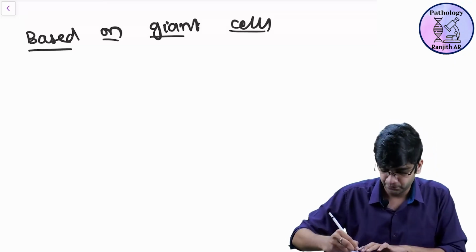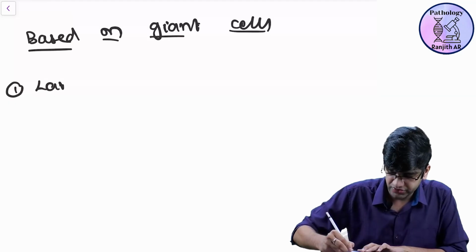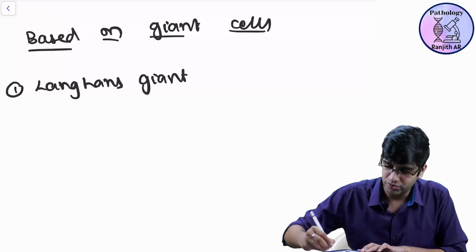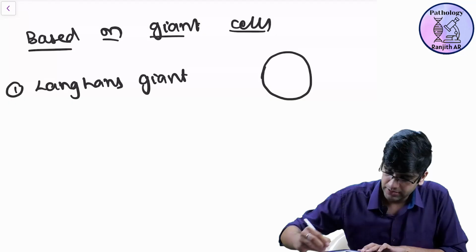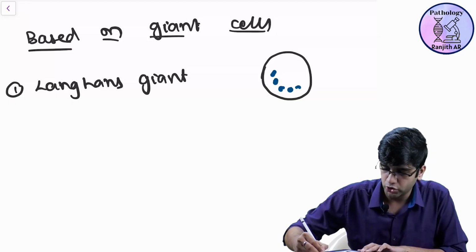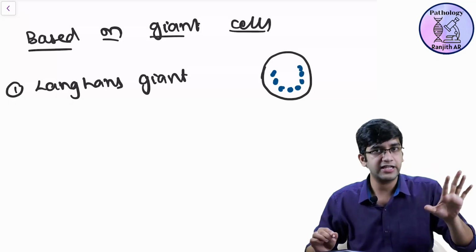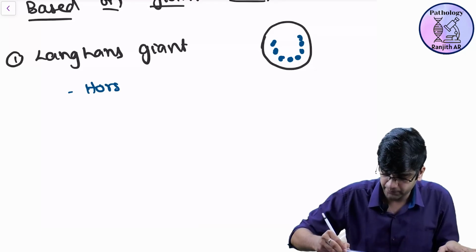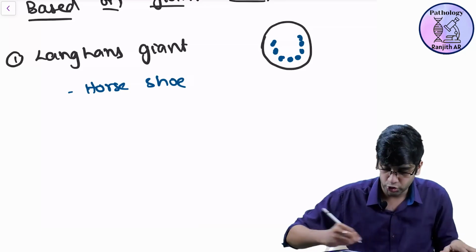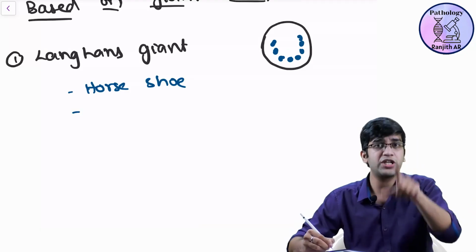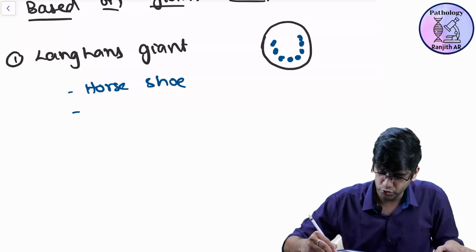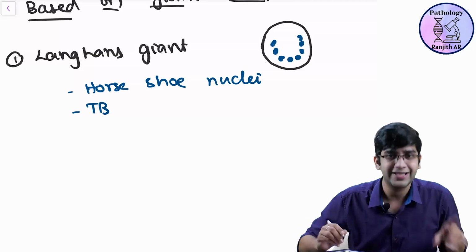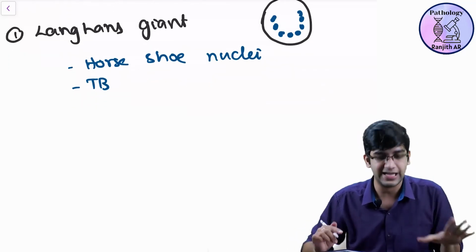Okay? First, when you see a giant cell called Langhans giant cell, I'm sure you know where I'm leading to. Langhans giant cell is where you have a nucleus in the form of a U or a horseshoe. Giant cells are named based on the appearance of nuclei, that's all. Horseshoe-shaped nuclear arrangement. This is going to be seen in tuberculosis. Langhans.